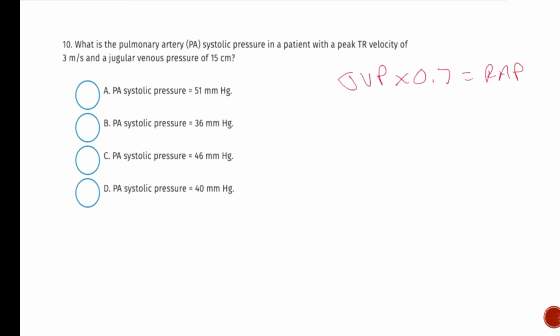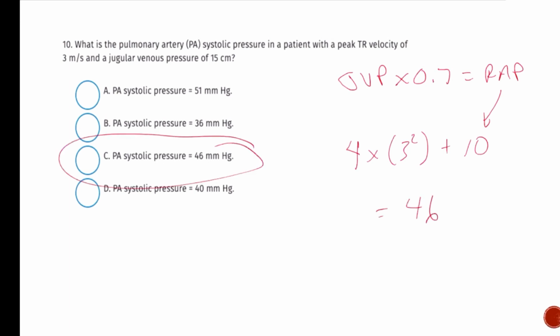All right? Why don't we calculate it together? Okay. Plus 10. Your right atrial pressure is 10. Good. Equals what? 46. Good.